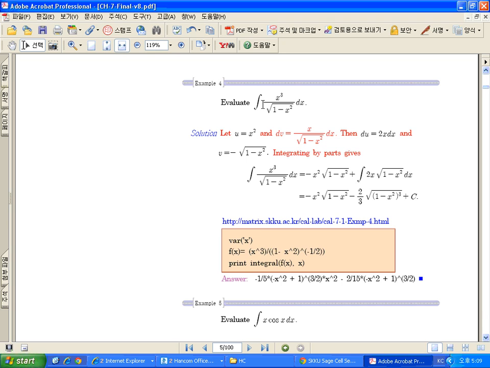Okay, next, example 4. Evaluate this integral. To do the integration, what kind of substitution will be proper? In this case, if you choose u as x squared, then du will be 2x dx, and then dv will be the rest of the integrand. From here, you can find v as this. Then we use integration by parts to have minus x squared times the square root of 1 minus x squared, etc., which can be done here.